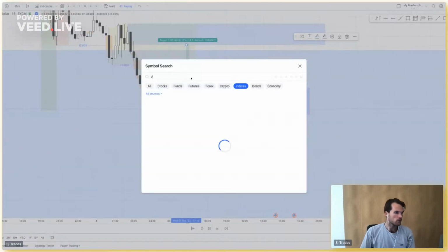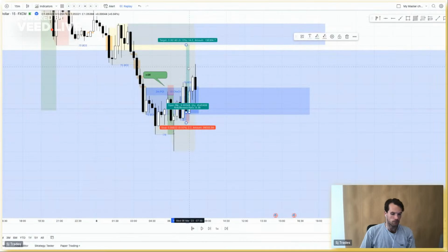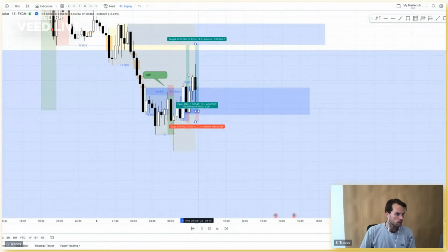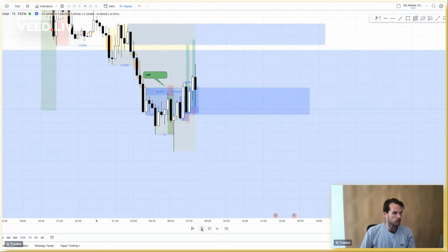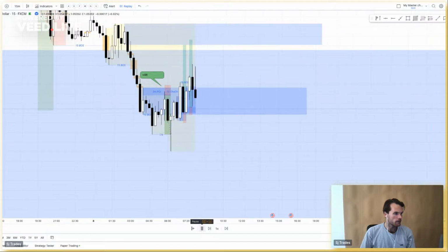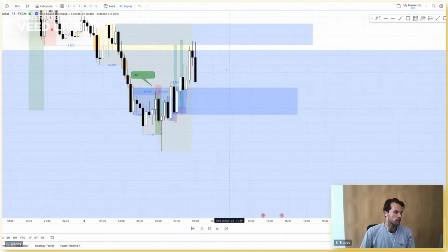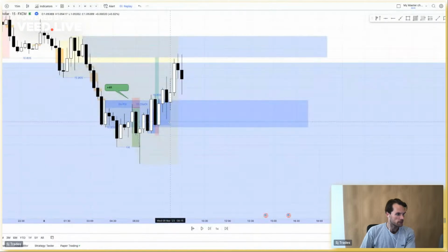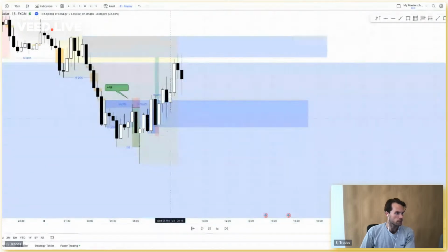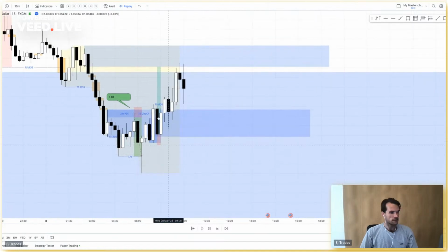I'm guessing it probably didn't get there. Let's have a look. This one didn't. This one we can delete. It didn't get filled. But this one, yeah, would have been pretty good after the chock. Would have been a nice 6R.